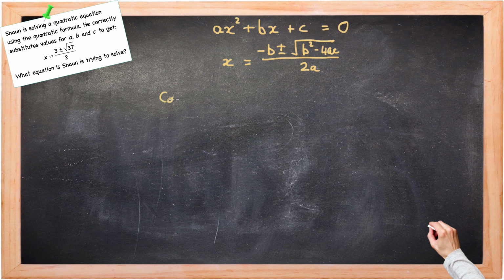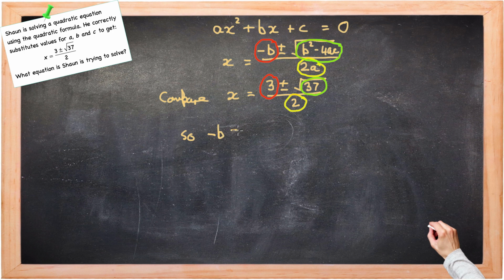Now let's compare that with the stage that Sean's reached. He's reached a stage where he knows the two solutions are 3 plus or minus the square root of 37 over 2. So we can now have a look at bits in this formula that we can compare. For instance, that negative b and the 3. We can compare the b squared minus 4ac with the 37. That's the thing under the square root sign. And we can also compare the 2a with the 2. So let's start with the negative b and the 3, see what we can do with that.